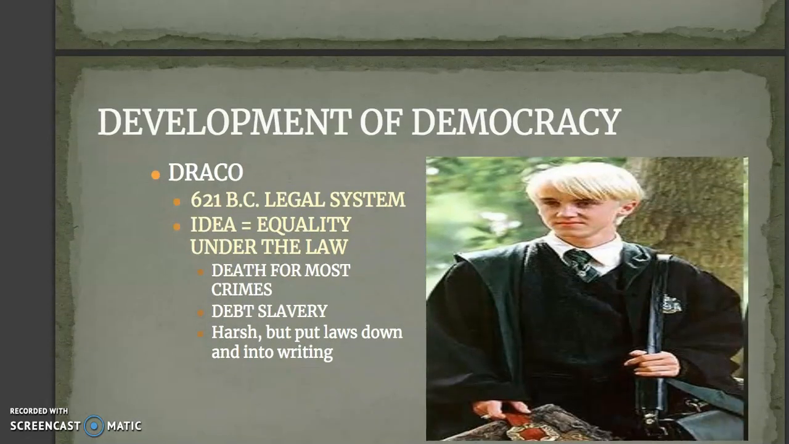So as we move into this period, 621, we start to see things are changing in Athens. They're also changing in different city-states, where we have this individual Draco. And even today, when people have these ideas of harsh punishments for any crime, you'll hear people say, "Oh, that's very draconian."